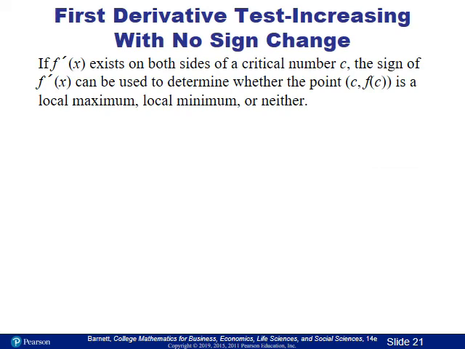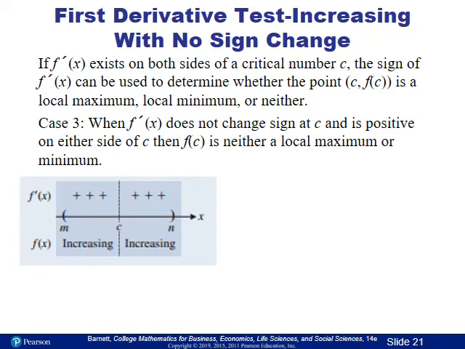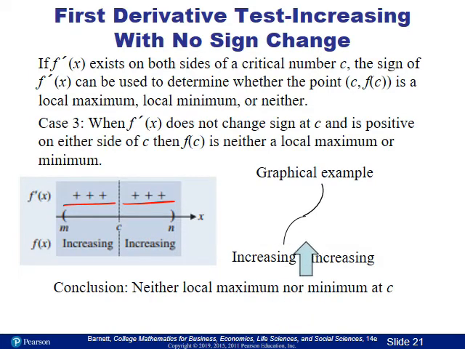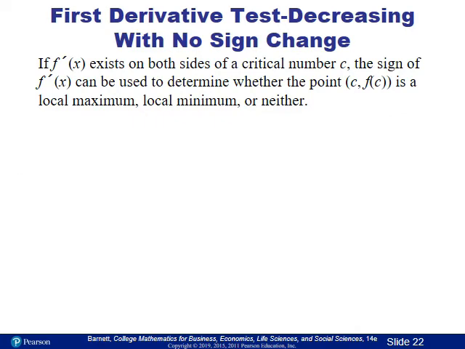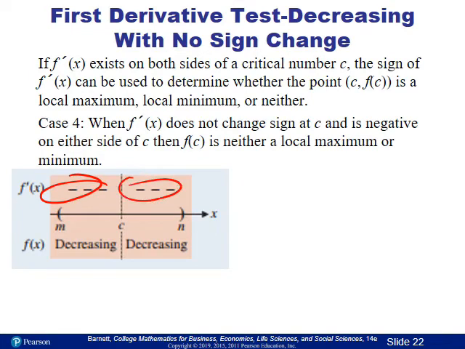In the first derivative test, if f is increasing with no sign changes, it means that there is no local maximum or minimum, if there is no sign change before and after the critical number. Like here, no sign change before and after, so there is no local maximum. You can see an example like this. Again the same thing: if it is negative before and after, again no sign change, so it is neither a maximum nor a minimum.